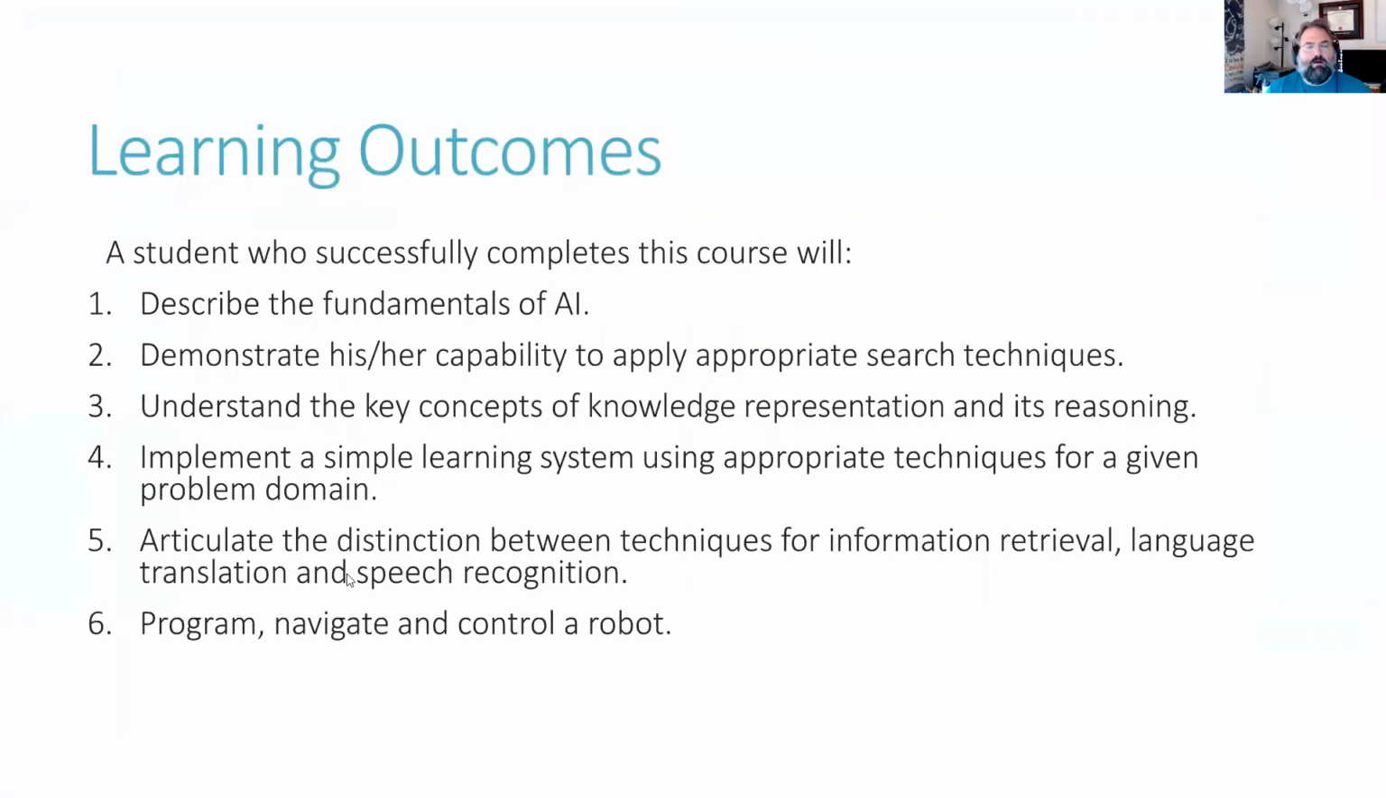Learning outcomes. So you will successfully complete this course if you can, at the end of it, describe the fundamentals of AI, demonstrate capability to apply appropriate search techniques. So we're going to have to talk a little bit about search. That's clearly outlined by the learning outcomes. Understand the key concepts of knowledge representation and reasoning. Definitely going to talk about knowledge representation and reasoning. Although interestingly enough, that's not something that a lot of other artificial intelligence classes focus on these days. A lot of the emphasis is shifted over to very much connectionist approaches with things like neural networks and deep learning and convolutional neural networks.